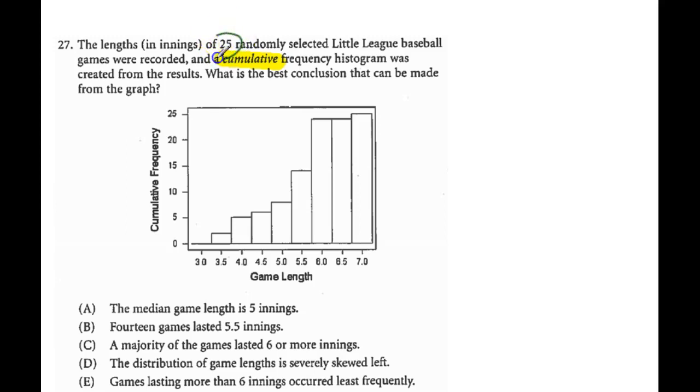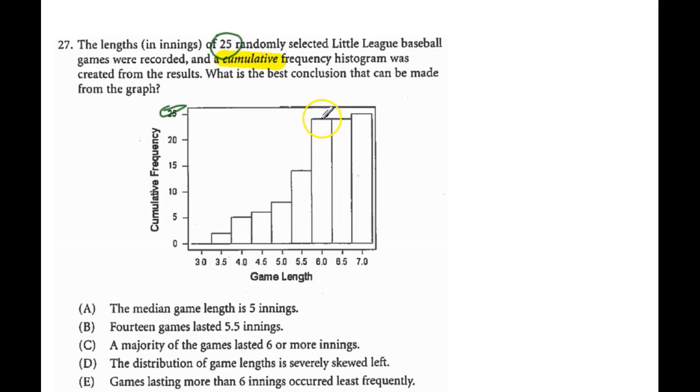There are 25 randomly selected Little League baseball games recorded. So you can see here at the top, it's important to understand that there are 25 of these. Cumulatively, this bar right here means that 5 of the 25 games were 4 innings or less. And then here, this means that about 15 of the 25 games were 5.5 innings or less.